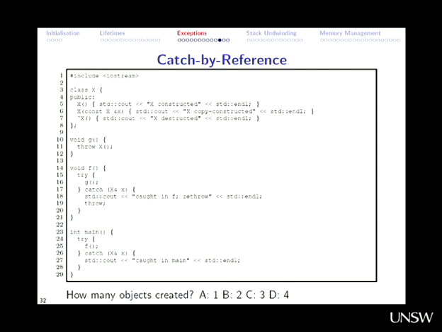Let's look at the same thing, but catch by reference. Let's look at how many objects are created this time. Same piece of code. Try to call f. f calls g. g throws x. One object constructed at this point. Catch by reference. Catching by reference, it's not constructed. One object still. Throw, catch by reference, same object. We only constructed 1 object.